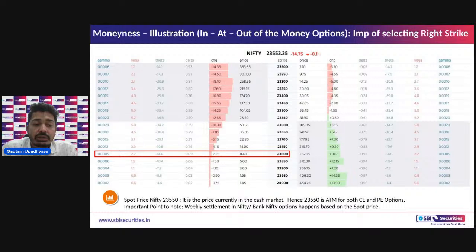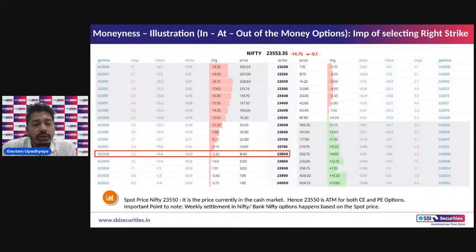Many times a trader will see that the particular option is not giving him money even though it is in the money, but it is in the money in terms of future price, not in terms of spot price. For an example, I'll just explain it. This is very important. For anyone trading weekly contracts, you should understand that whether your option is in profit or in loss is determined based on where the spot has given a closing.